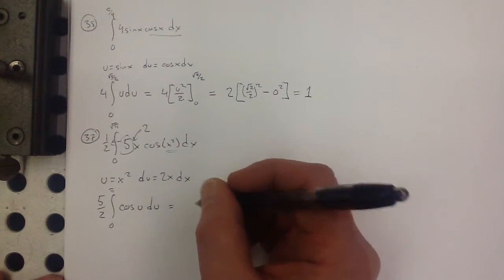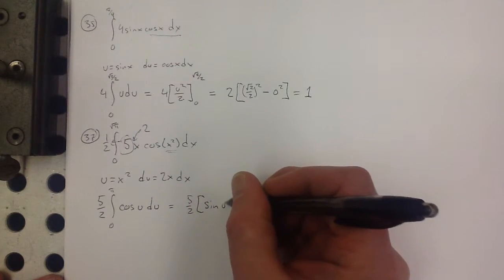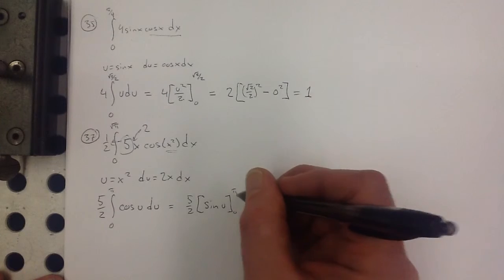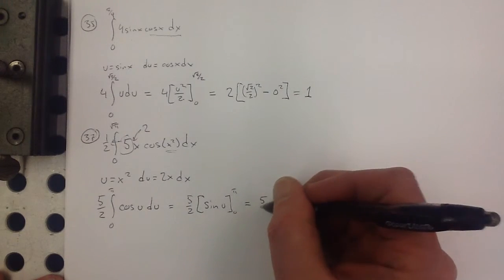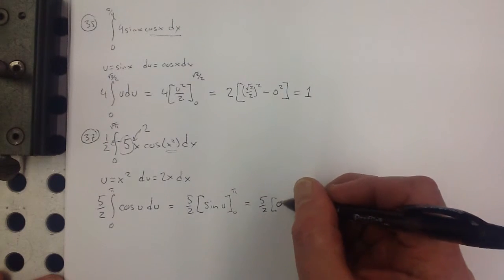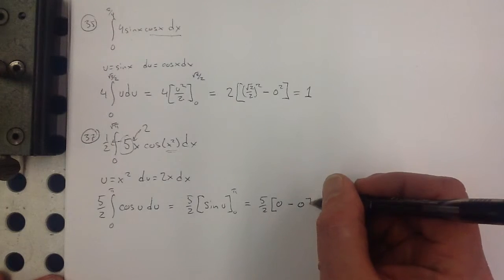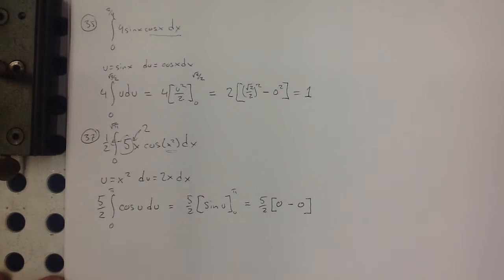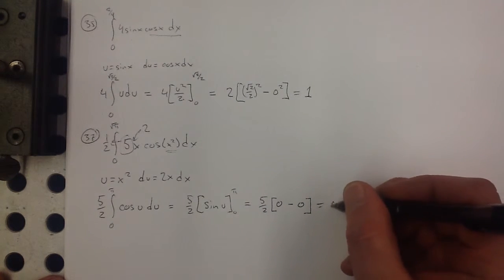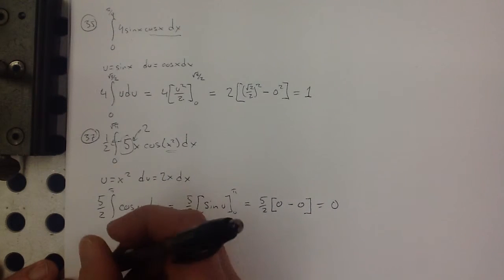Now the antiderivative of cosine is sine. So 5 halves times the sine of pi, which is 0, minus the cosine of pi, which is 0. Guess this has 0 area there. Interesting. I'll have to check that, make sure that's right.